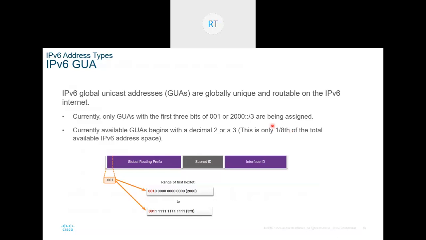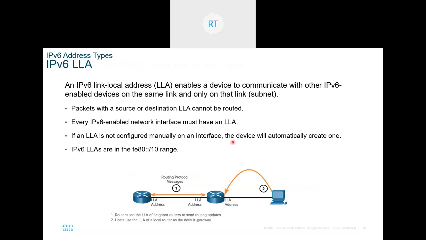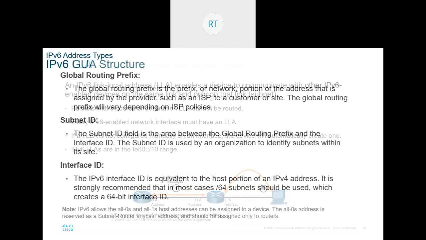So it means that what the IETF has done is that most of the blocks of IP version 6 addresses are not yet used because the adoption is still low. Those blocks will be used when there is need for them to be used. So this is the whole structure of a global unicast address.